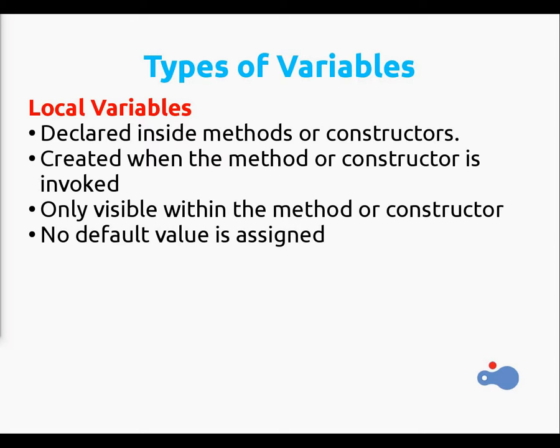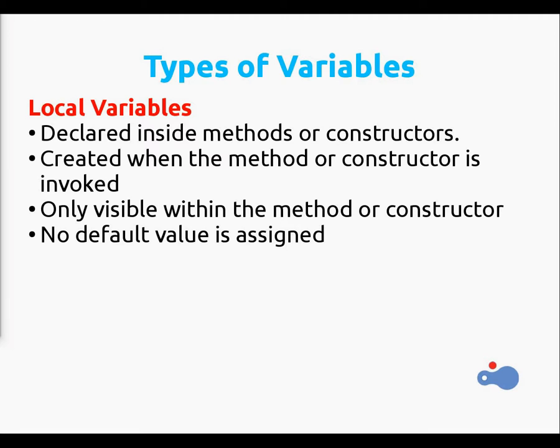Today we're going to be discussing types of variables. First one, local variable. These are declared inside methods or constructors. They're created when the method or constructor is invoked or called. They're only visible within the method or constructor, and no default value is assigned.